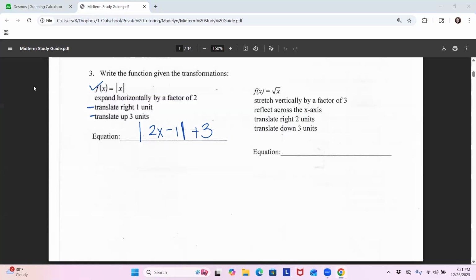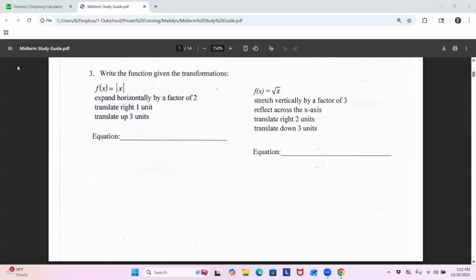So to horizontally expand, we need to do the reciprocal. So let's make this a half. There we go. Let me just rewrite that neater. It would be absolute value 1/2 x. Again, that's the expand horizontally. This one you do the reciprocal. Minus 1 would take you to the right one. Close the absolute value plus 3. All right. Horizontal is where you have to do the reciprocal.